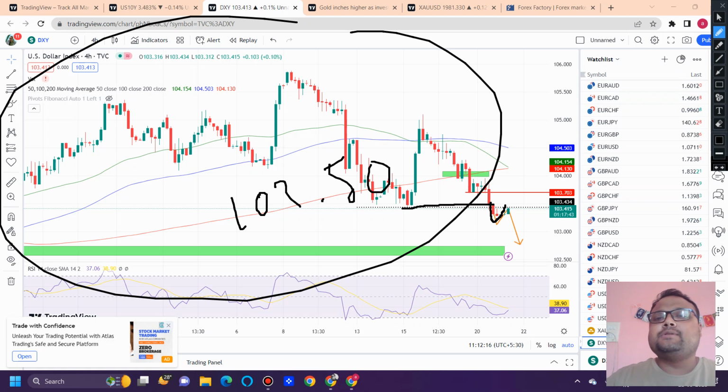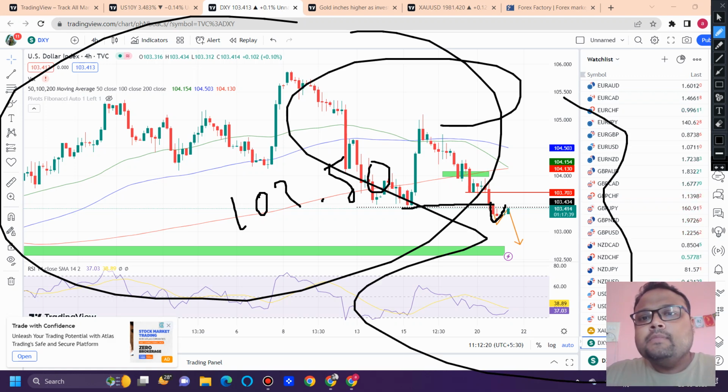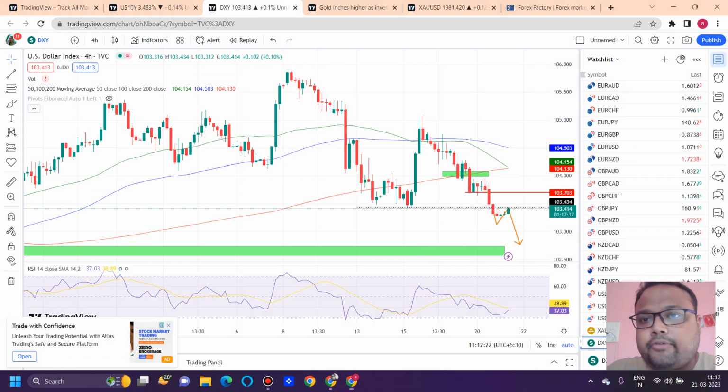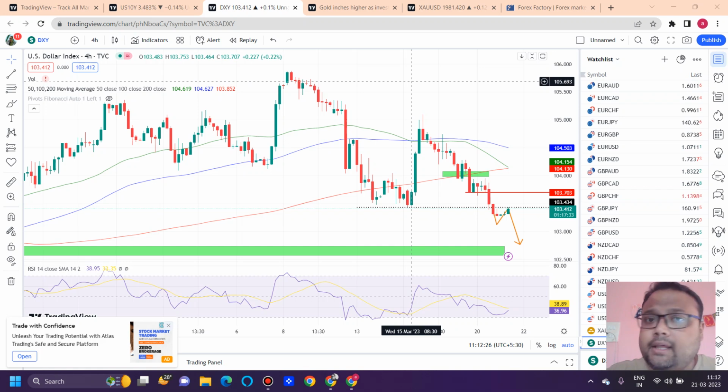Before FOMC, I think the trend of DXY will remain the same. There should not be any drastic move on the chart of DXY.